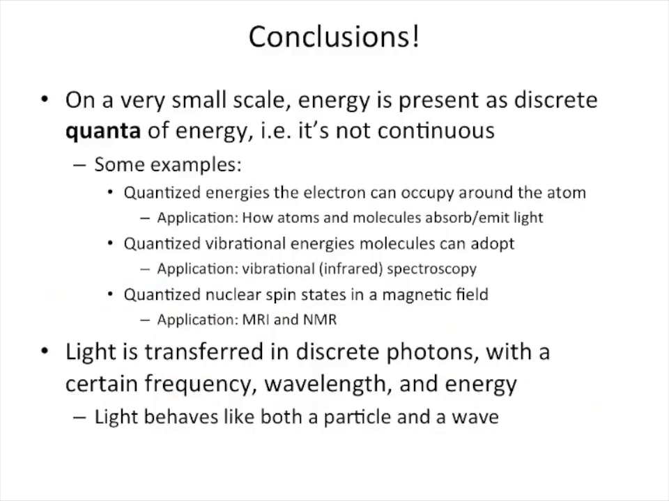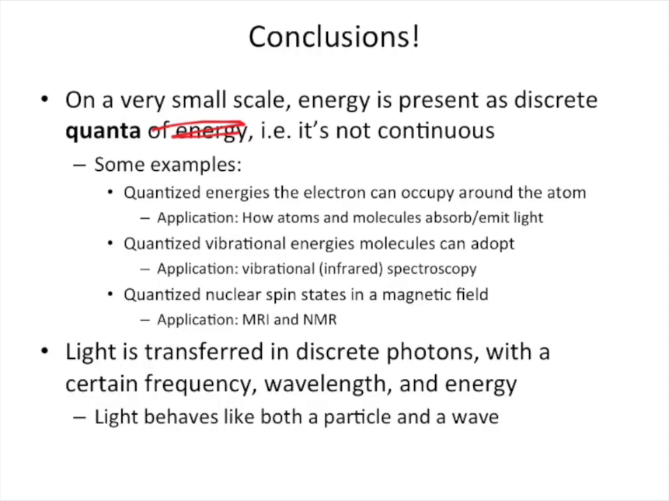Okay, so our little spin through quantum mechanics, we have some conclusions that are the really important outcomes here. So on a very small scale, energy is present as discrete quanta. In other words, energy is not continuous. So you can have certain values of energy, and sure, the difference between these certain values is really, really small, but they're still discrete values.